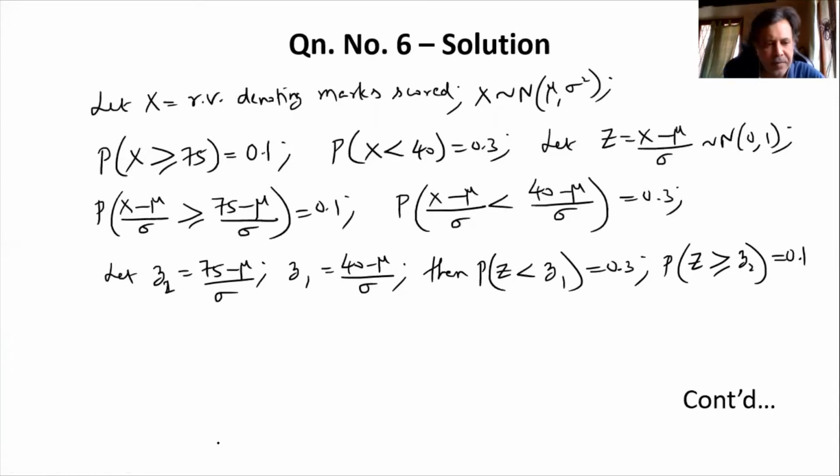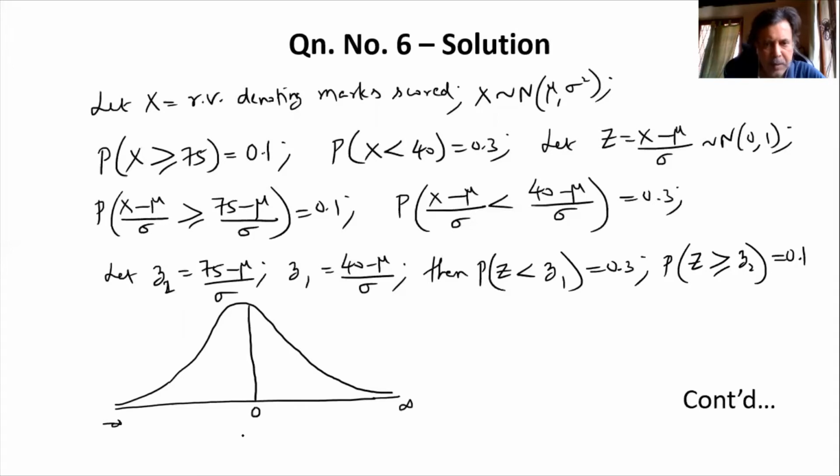Now, how do we represent this in a graph? Negative infinity, positive infinity. So this Z1 will come to the left of this, and this area is our 0.3. And Z2 is only 0.1, so somewhere here, and this area is our 0.1.